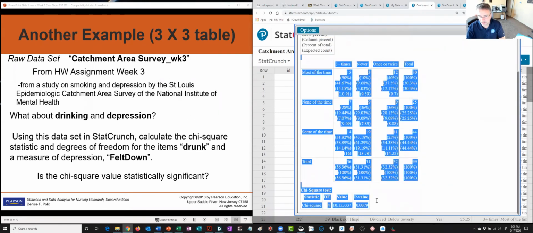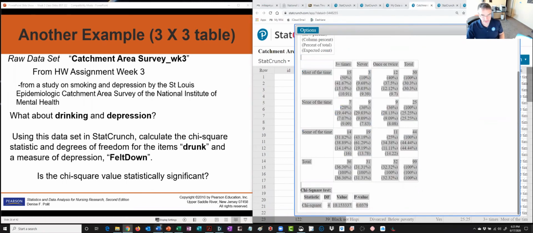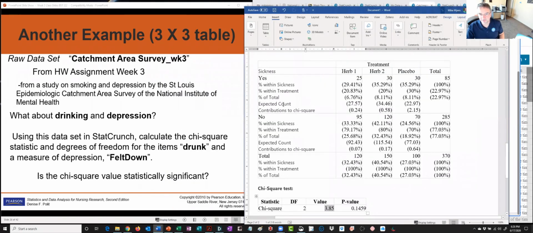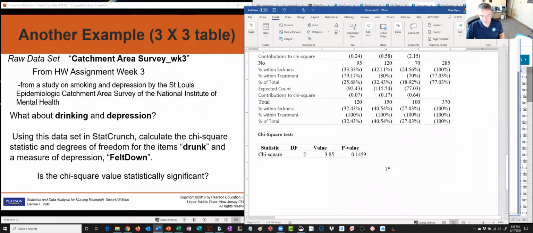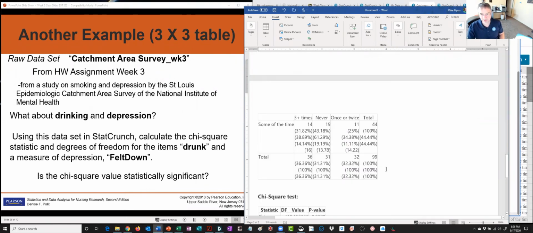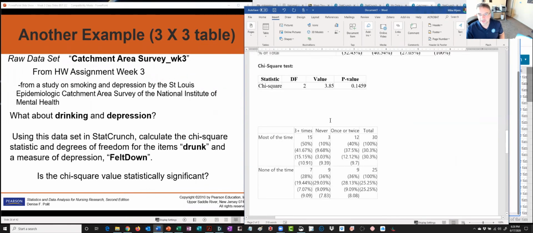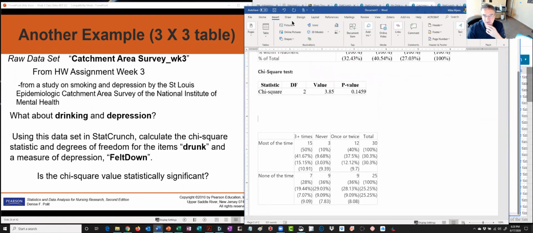Again, I can copy that, paste it into Word. I think you've seen me type enough about the column and row percents that I probably don't have to do that again. But for sake of time, I won't. But when you do that on your assignments, please do that. It makes the table much easier to read.